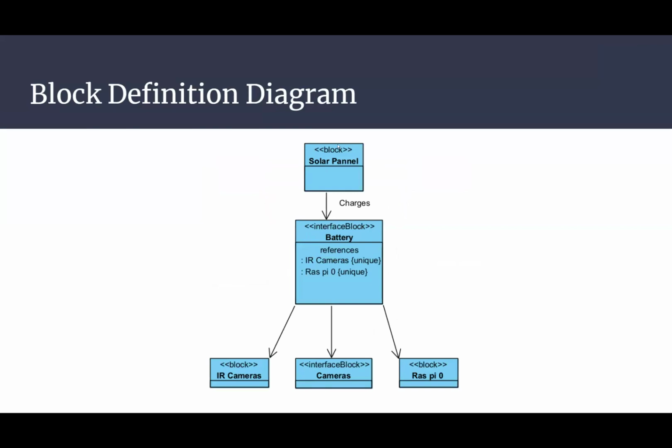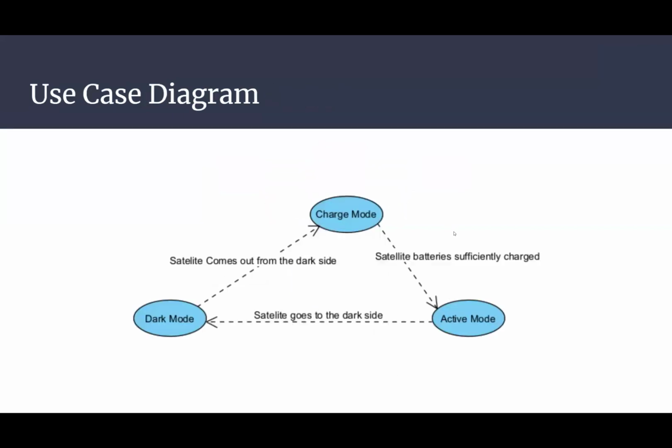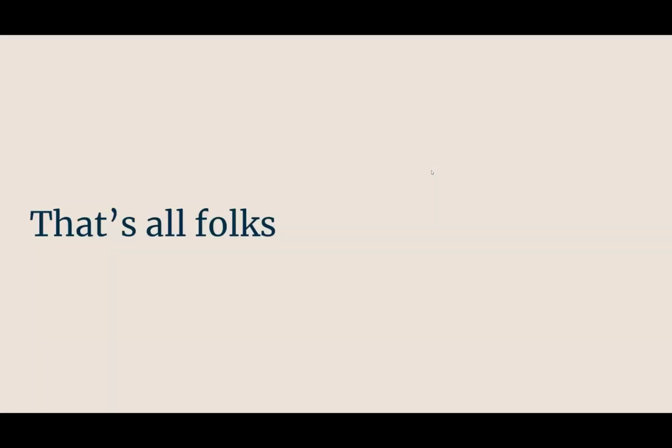And here's the block definition diagram. We have the solar panel, and the solar panel goes into the battery, and the battery powers the infrared cameras, normal cameras, and the Raspberry Pis. And let's see, use case diagram. I couldn't really tell what exactly to do differently from the state machine diagram for this one, so it's pretty much the same thing. And yeah, that's it. I didn't really know what else to put in the slideshow.